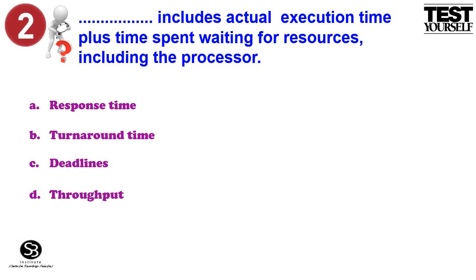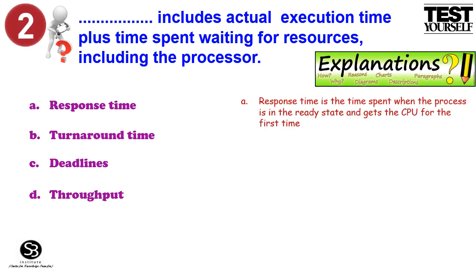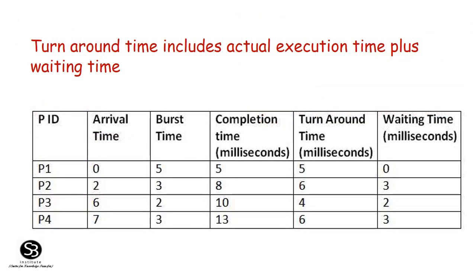Here are the explanations. Option A, response time. Response time is the time spent when the process is in the ready state and gets the CPU for the first time. Option B, turnaround time. Turnaround time includes actual execution time plus waiting time.